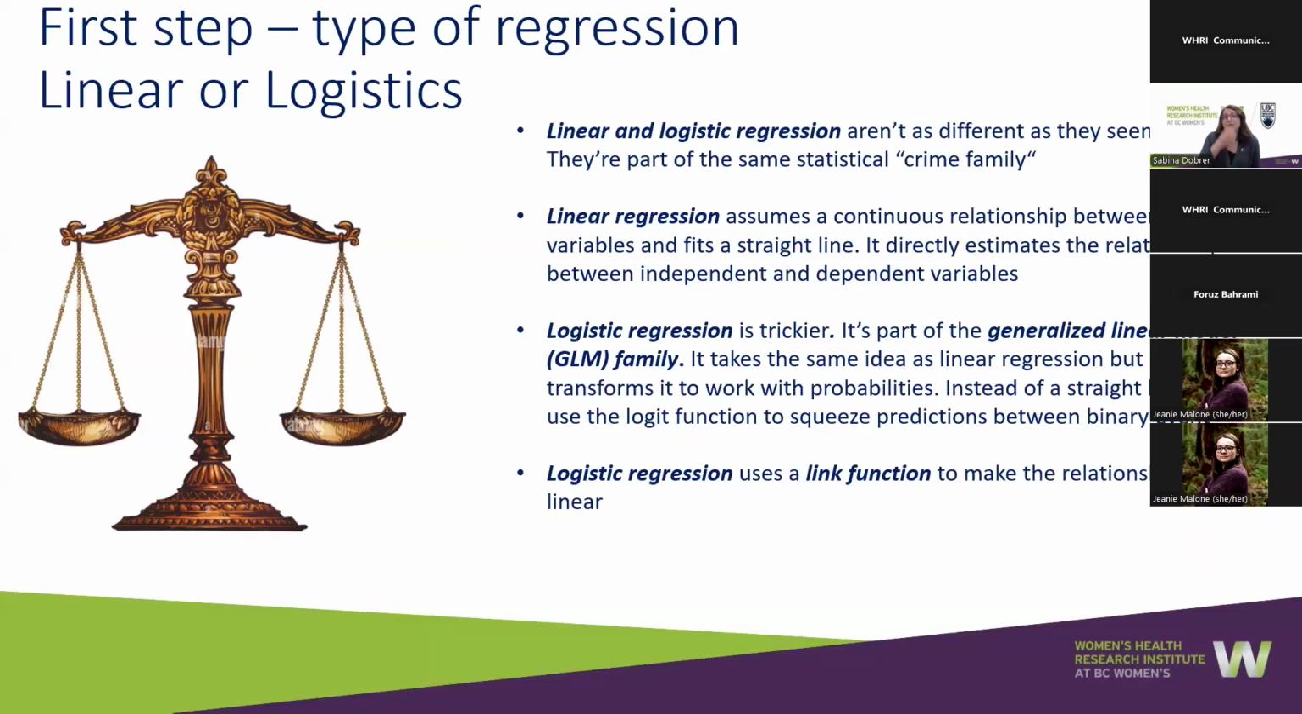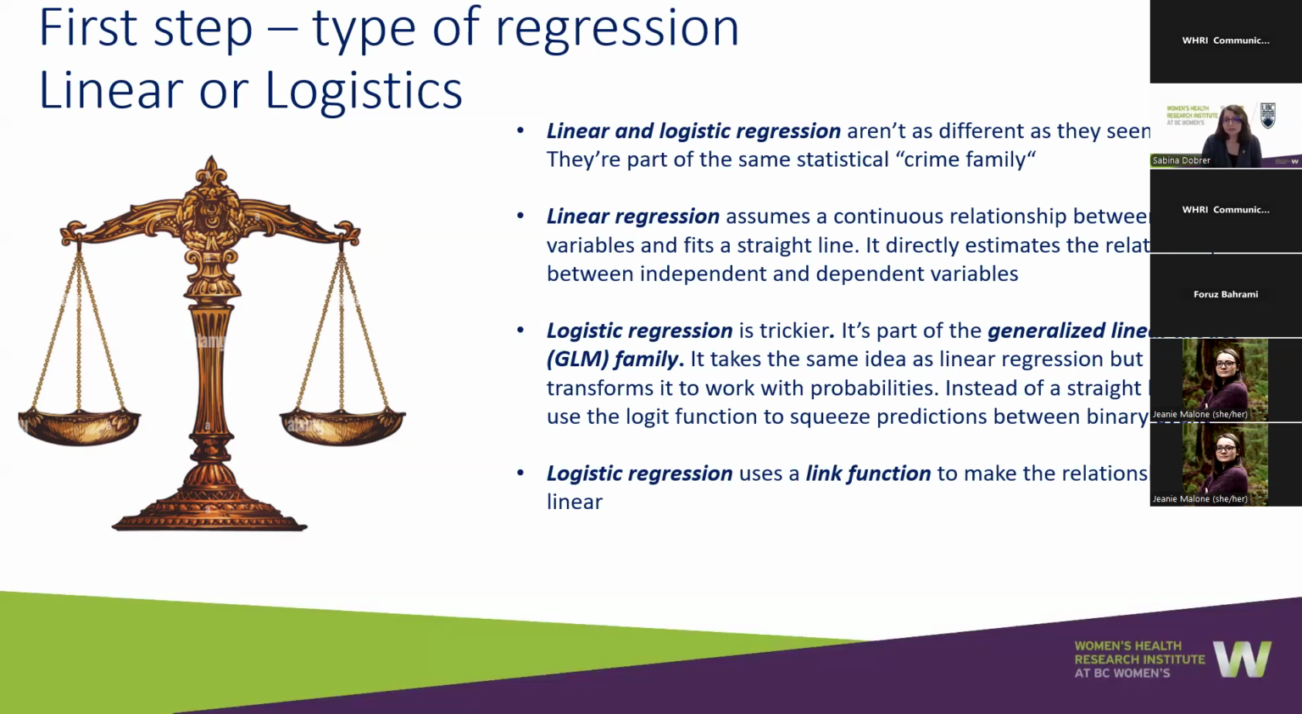First, again, we're going to talk about the type of regression, linear or logistic. Linear and logistic regression actually aren't so different because they come from what I call the same crime family. Linear regression assumes a continuous relationship between variables, and it fits a straight line to the relationship between our outcome and our independent variable, or we can call it exposure variable. It directly estimates the relationships. You have your X, Y, you estimate the line, this is your relationship.